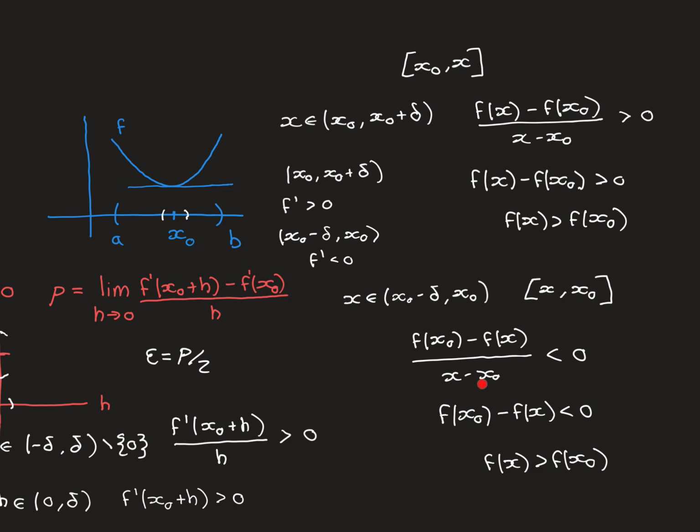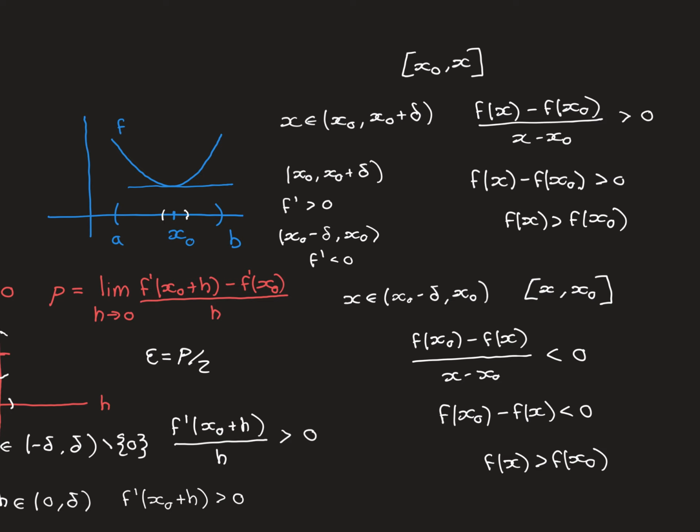Now, looking at the denominator, x0 is greater than x, so this is positive, so the only way that this overall is going to end up negative is if the numerator is negative. So we can hence conclude that f of x0 minus f of x is less than 0, and then just rearranging that, we get that f of x must therefore be greater than f of x0, and that's for any point x in the left part of this interval.